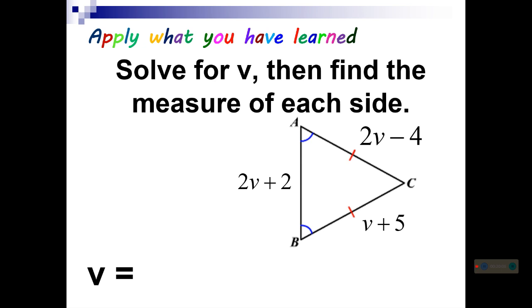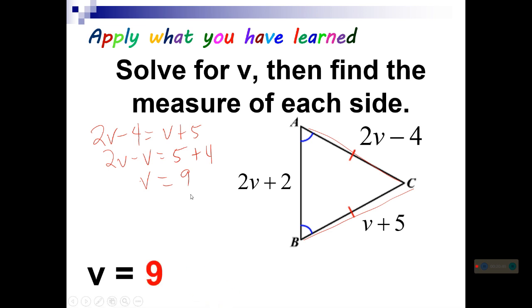Okay, how about this one? You are going to solve for V, then find the measure of each side. Wherein we have here the congruent sides, so you are going to equate the given on segment AC and segment BC. So you will have here 2V minus 4 equals V plus 5. Then 2V minus V equals 5 plus 4, again by applying the addition property of equality. So 2V minus V is equal to 5 plus 4 is 9. Okay, so again, our value of V is 9.